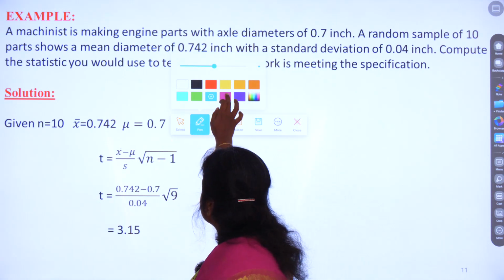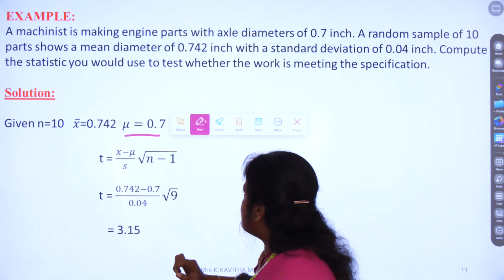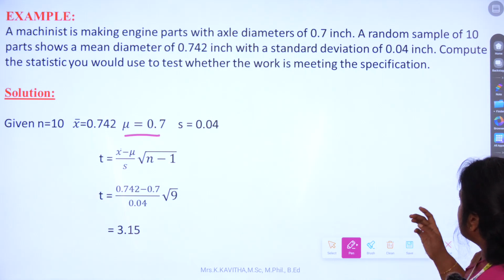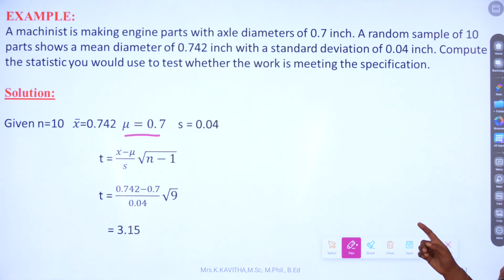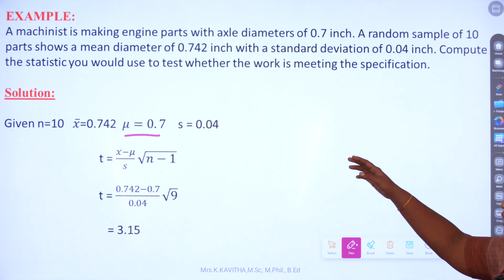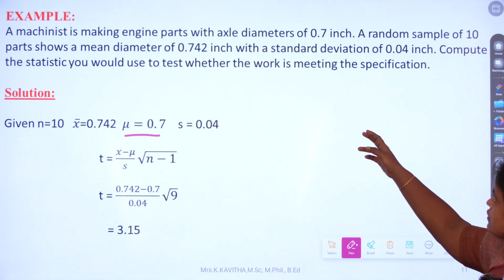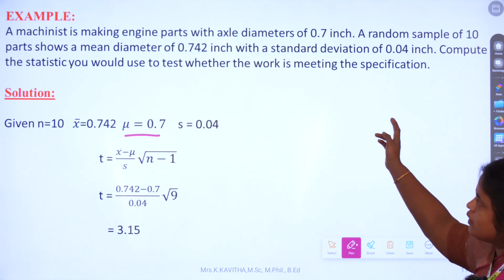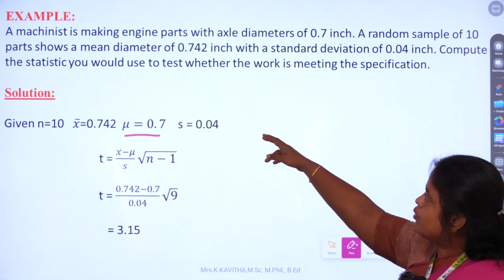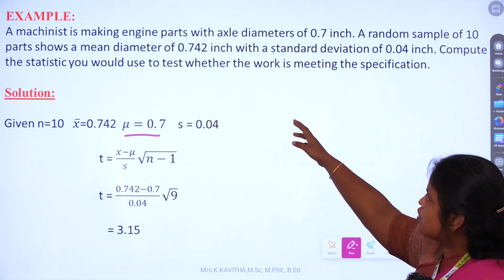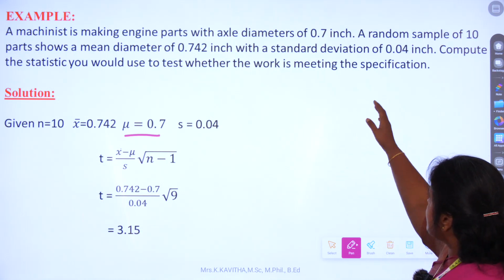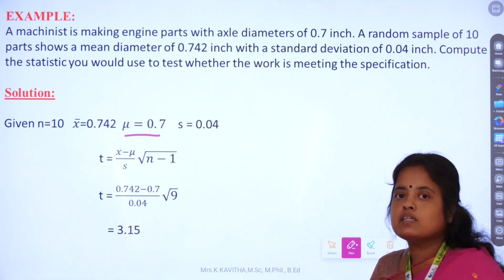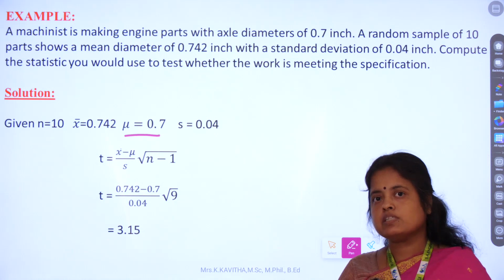Population mean mu equal to 0.7. Then a random sample of 10 parts with a mean diameter 0.742 inch and the standard deviation. So the random sample n equal to 10, sample mean x bar equal to 0.742, and the sample SD 0.04 inch. Generally the population size will not be given in the problem, since it is finite or infinite.